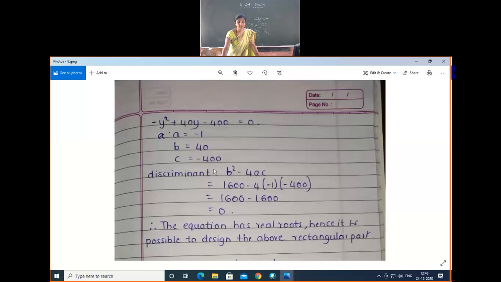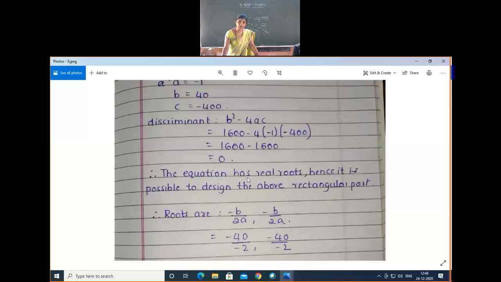So discriminant B square minus 4AC, which is equal to 0 we got here. After the simplification we got 0. Therefore, the equation has real roots. It is possible to design a rectangular park for the given condition, right? Now, then roots are real. 0 we got. Roots are real and also equal. Nature is roots are real and also equal.